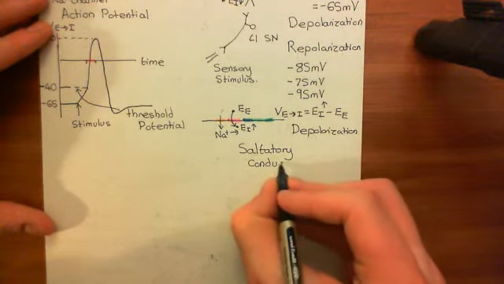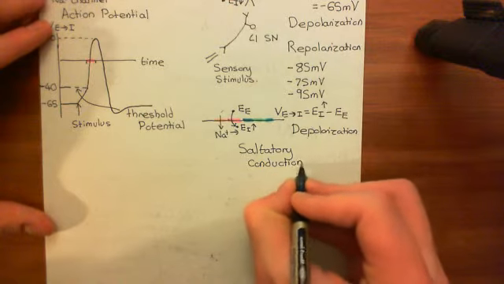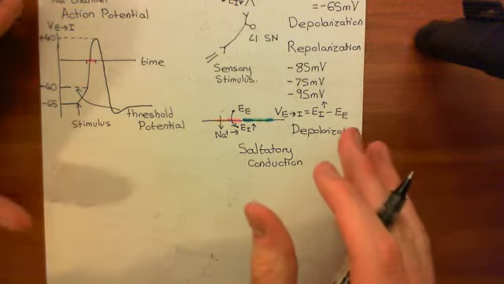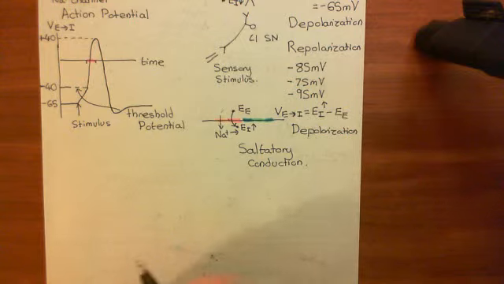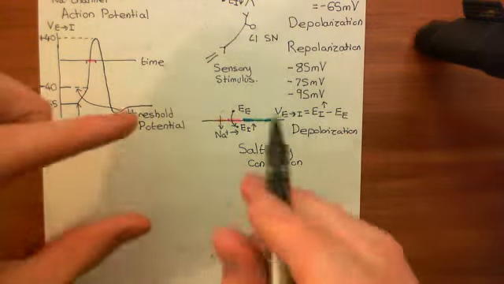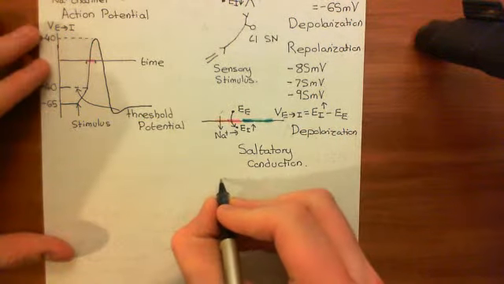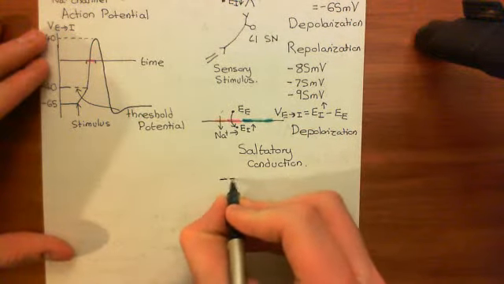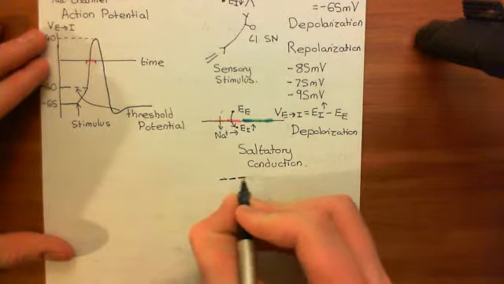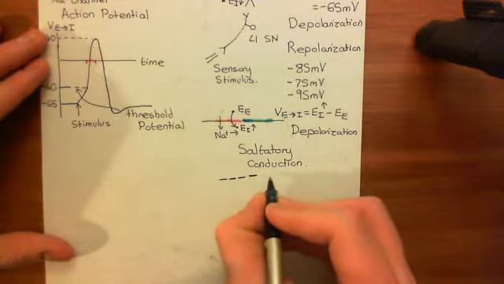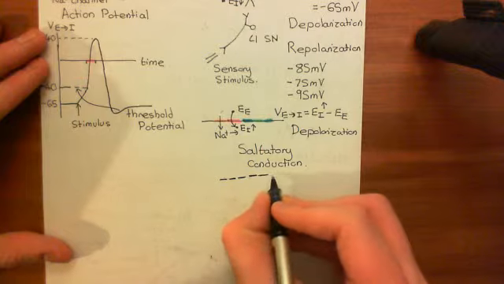Saltatory conduction doesn't just refer to action potentials propagating along nerves. Saltatory conduction is really the idea that you can conduct something by a disturbance here. Okay, so a disturbance, let's say here, causing a disturbance in its neighbour, which causes a disturbance in its neighbour, which causes a disturbance in its neighbour, which causes a disturbance in its neighbour.